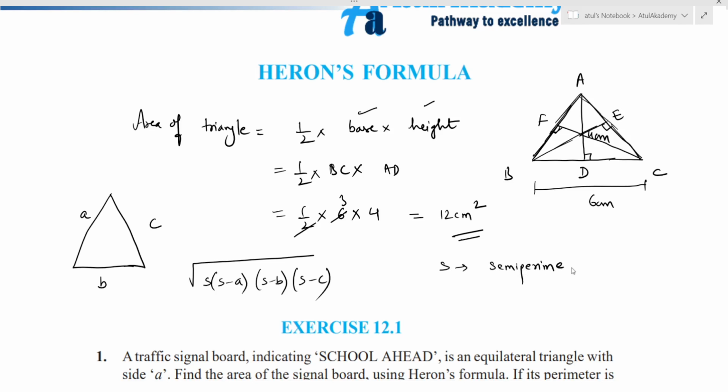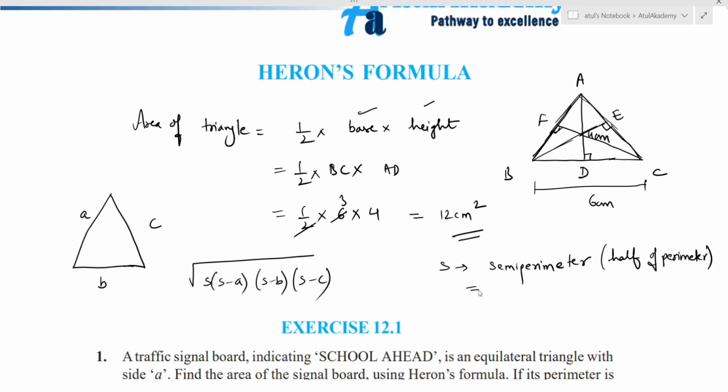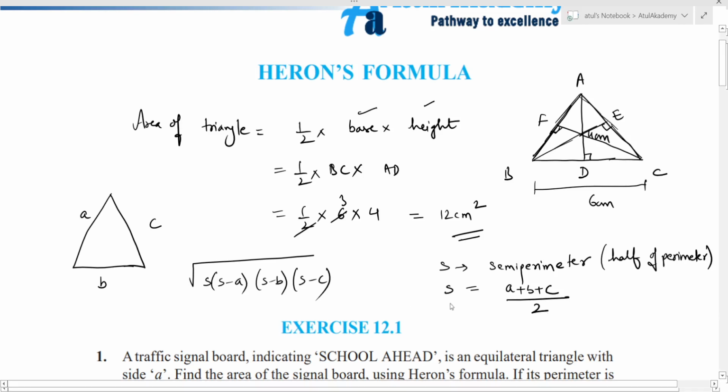You all know what a perimeter is, yes? Perimeter is the sum of all sides. So semi-perimeter is half of the perimeter. Okay, it's half of perimeter. So we know perimeter is A plus B plus C, the sum of all the sides, divided by 2, you will get S.